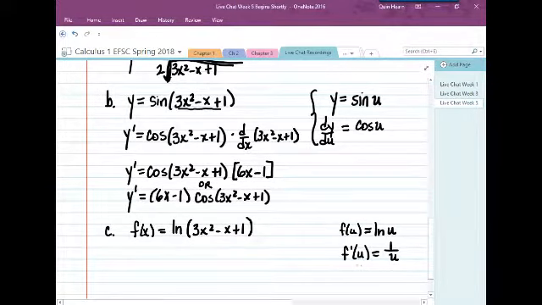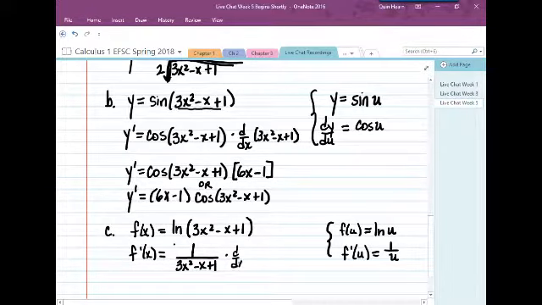So in this case, it's going to imitate this, but again, to compensate for the fact that it's not just an x or not just a u, we're going to multiply by the derivative of the inner part of the function. So f prime of x equals, instead of natural log of 3x squared minus x plus 1, what does the derivative of the natural log do? It takes the reciprocal. So it would be 1 over u, but in this case it's 1 over 3x squared minus x plus 1. And then multiply by the derivative of 3x squared minus x plus 1.